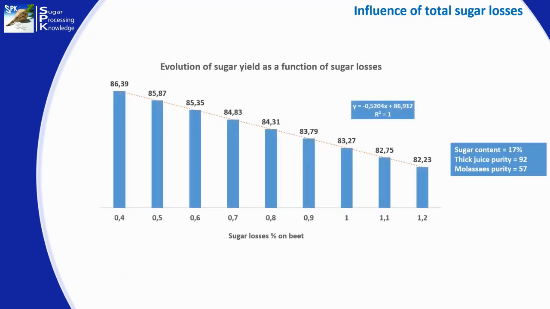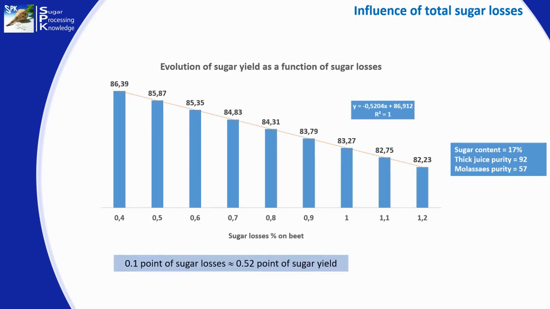The second parameter is total sugar losses. We will set sugar content at 17%, thick juice purity at 92%, and molasses purity at 57%, and we will vary the total sugar losses. We note that 0.1 points of total sugar losses correspond to 0.5 points of sugar yield.